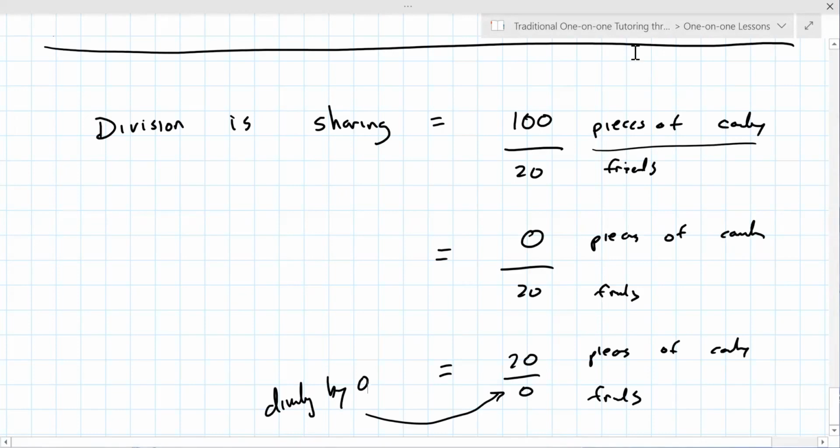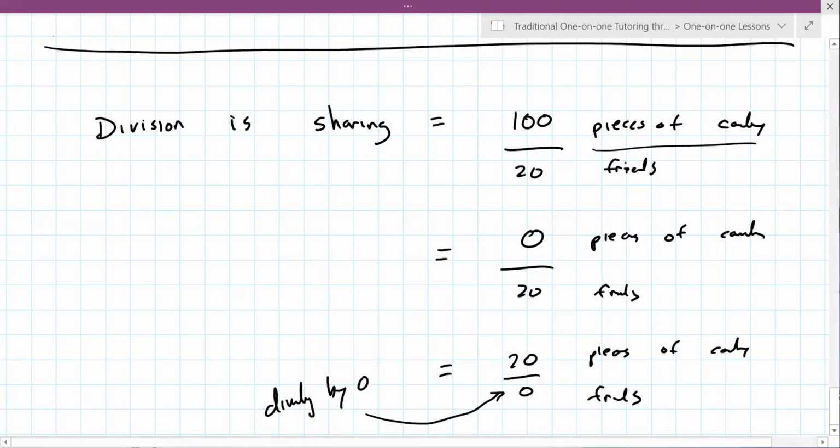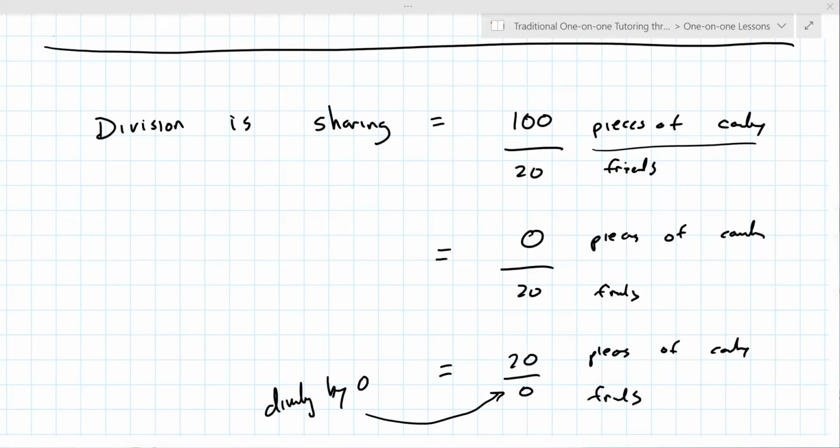Okay. So does that make sense? Let's say you have 20 pieces of candy and you have 0 friends. Does it make sense to divide? Like, is that even reasonable? I'm asking you what you think about that. All right. So 20, okay, fine, it's 0. Well, no, this is not 0.